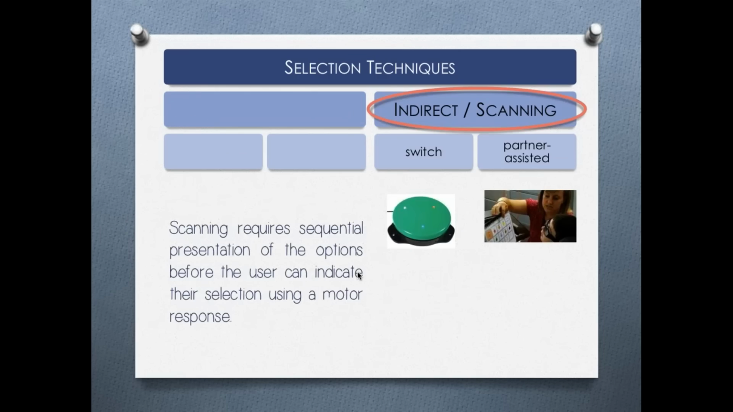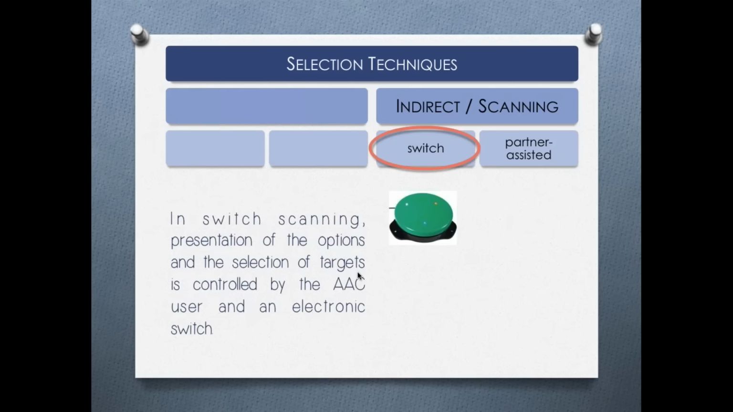So our other option for how we might select would be using indirect selection, or scanning. Scanning requires a sequential presentation of the options before the user can then indicate their selection using their motor response. Remember, I said direct selection is simultaneous. You see your options all at once. In scanning, there's some sort of sequence or timing, one after the other. You're presented with options in some way, and then you produce a signal, and that's your selection. When we look at that from a switch or an electronic perspective, the person who's using the switch controls the presentation of the options and then their selection of the targets.